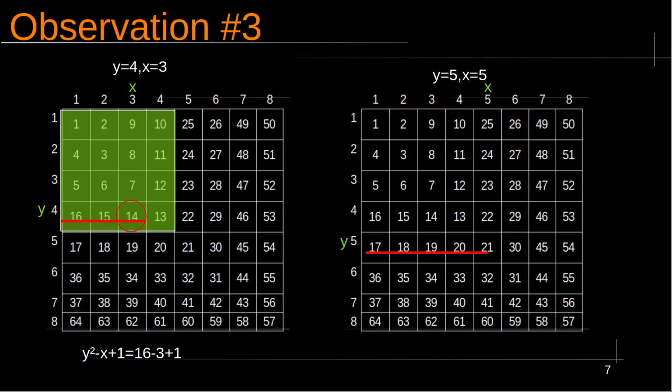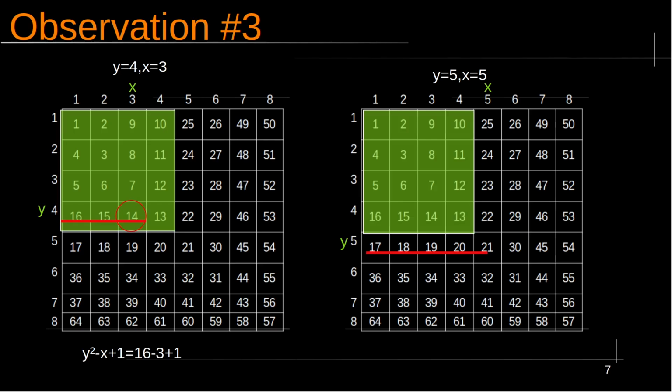Okay, because we have the square here, and this element 17 is equal to 16 plus 1, 18 is equal to 16 plus 2, 19 is equal to 16 plus 3, and 20 is equal to 16 plus 4, and 21 is equal to 16 plus 5, which is x. We can use this element to compute. So this element.